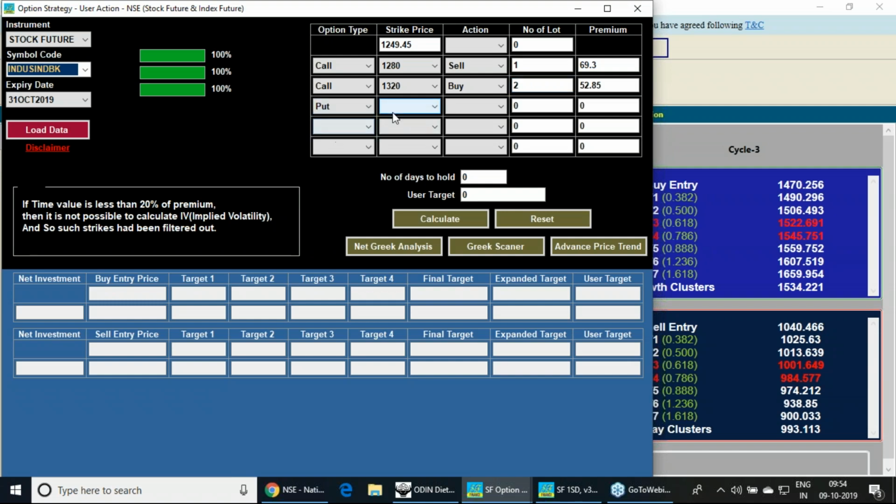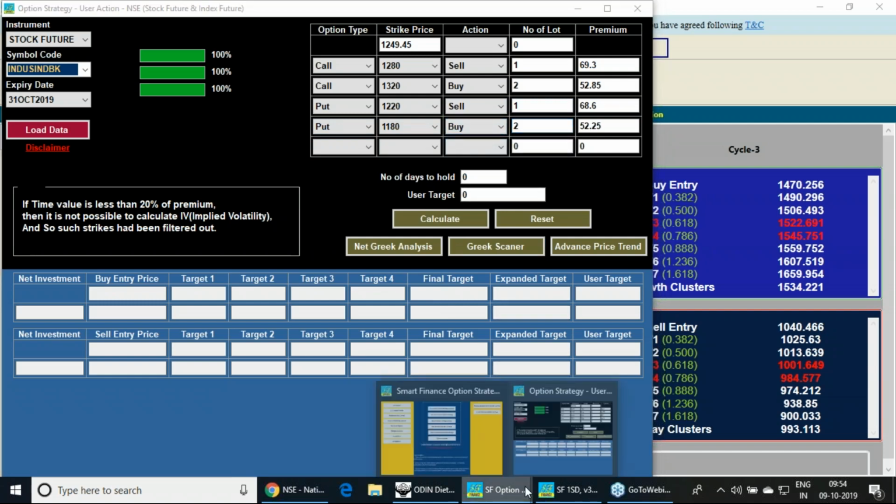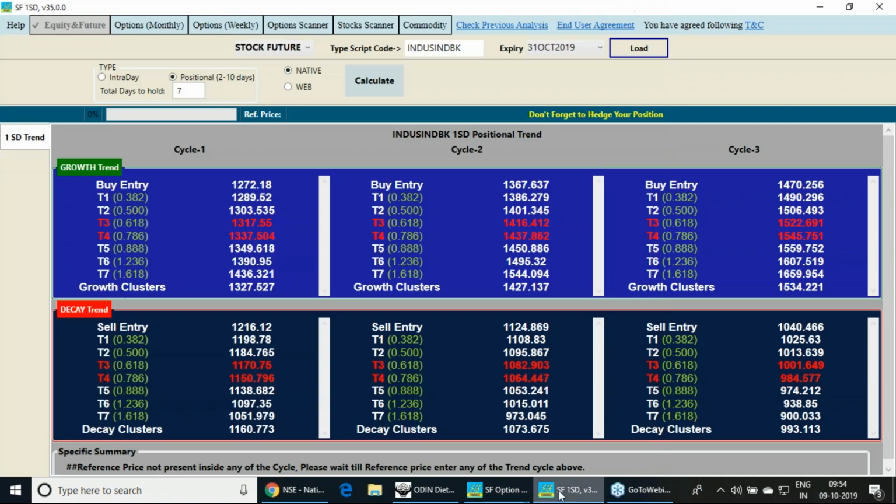So put option, same way. I can go for 1220. I can sell 1 lot, and same way 40 rupees I can go for put options. 1180 I can go for. So here I am buying 2 lots. Why these strikes? So 1280, again going back to the trend parameters.